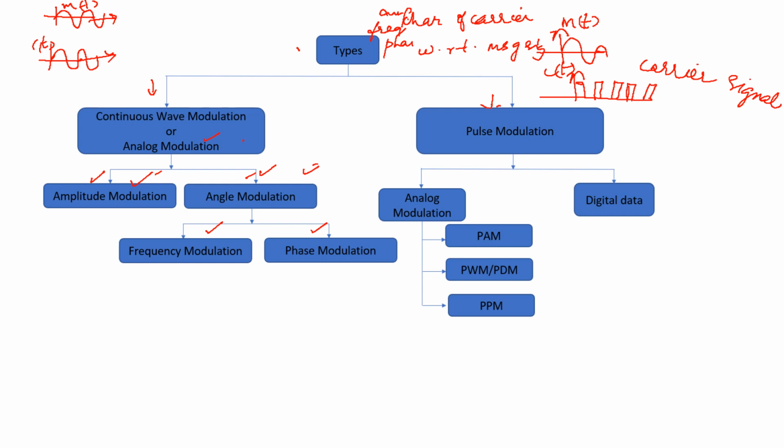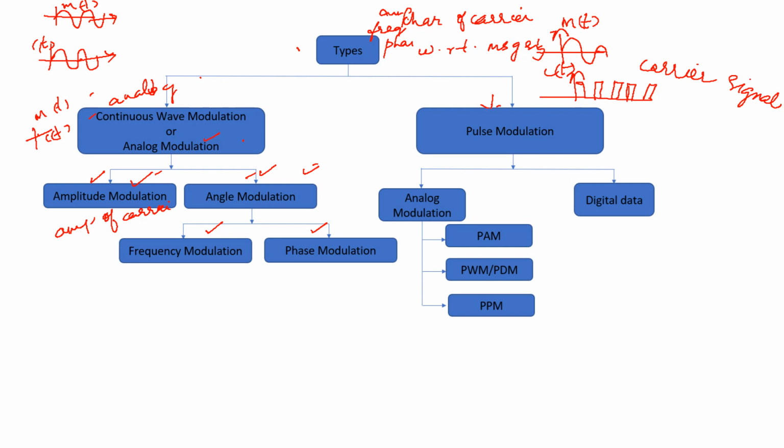What is the definition of amplitude modulation? If the amplitude of the carrier signal is varied with respect to the instantaneous message signal, then it is called amplitude modulation. Similarly, if the frequency of the carrier signal is varied with respect to the instantaneous value of the message signal, then it is called frequency modulation. If the phase of the carrier signal is varied in accordance with the message signal, then it is called phase modulation. Let me make it clear once again: here both m of t and c of t are analog, continuous in nature.